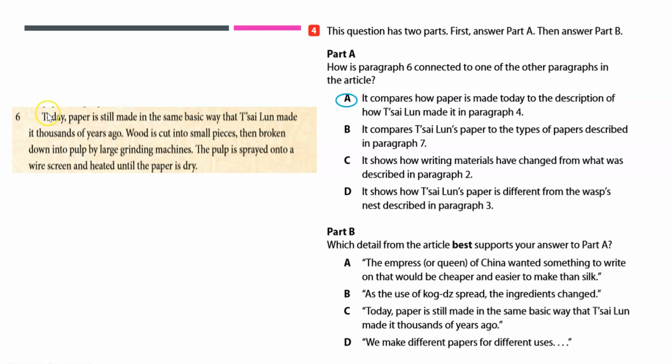Let's remember, if we look back to that first paragraph, it says today paper is still made in the same basic way that Saloon made it thousands of years ago. Now, which one supports it? Whoop, we already discovered that. Today, paper is still made the same basic way that Saloon made it thousands of years ago. C. Excellent.